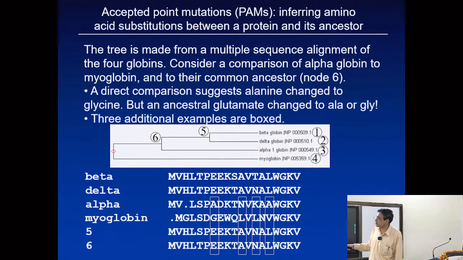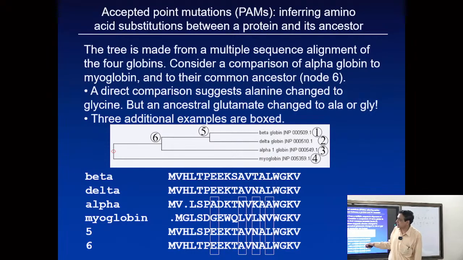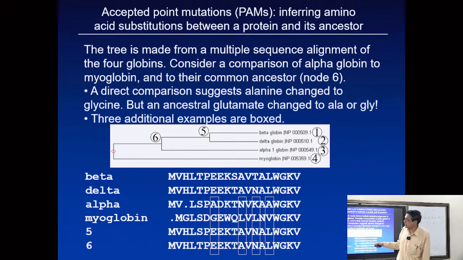So let's look at the common ancestor. The common ancestor of beta and delta is 5. So let's look at this position as T, and what is in the common ancestor? 5. It is T, right? T. Which means that in delta actually no change happened. T to T, right? So it's invariant. So the change happened in beta from T to S.